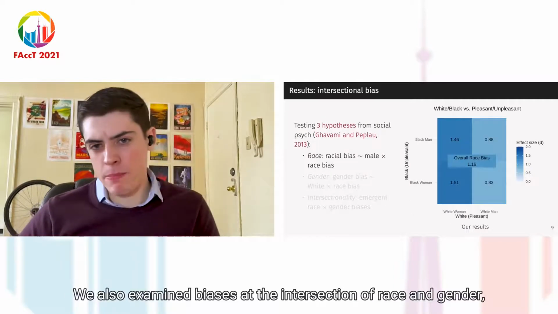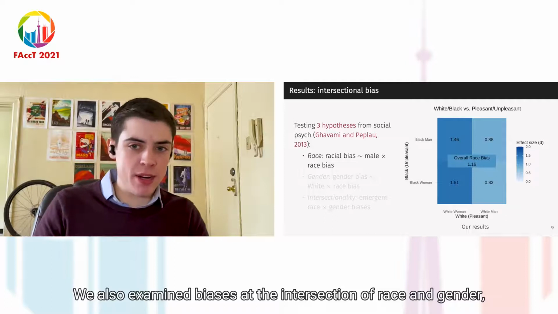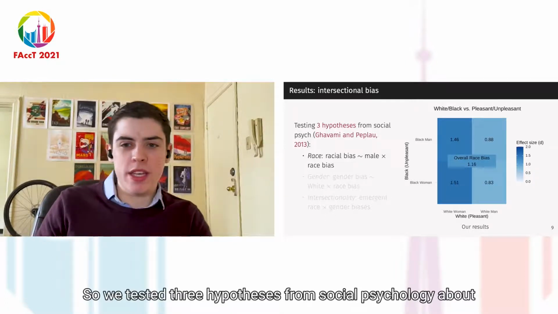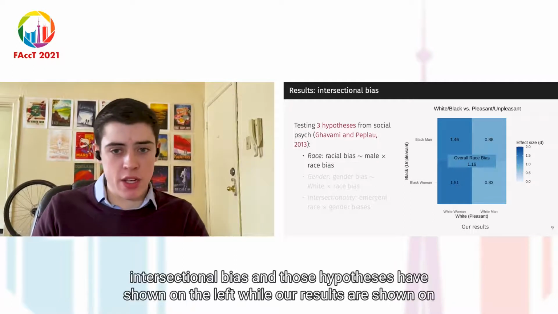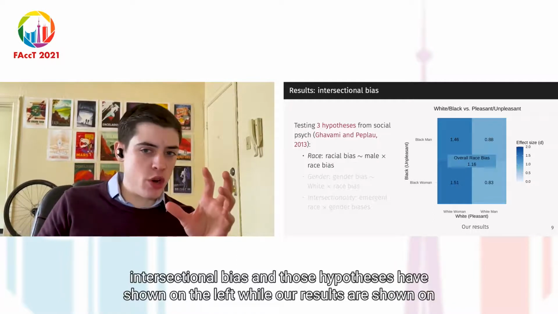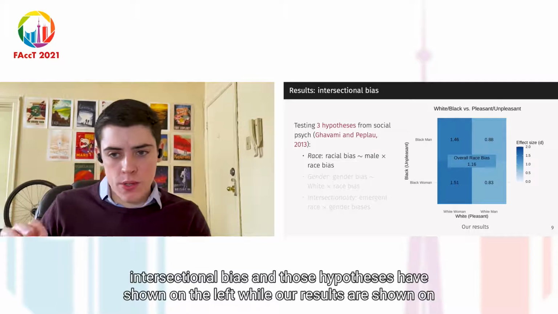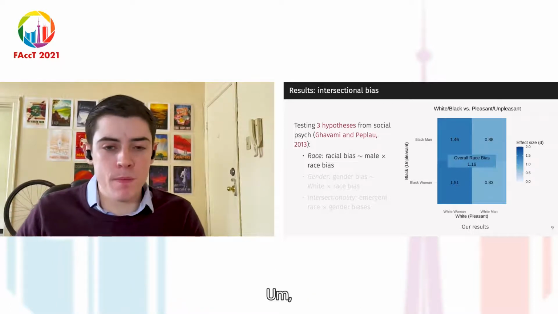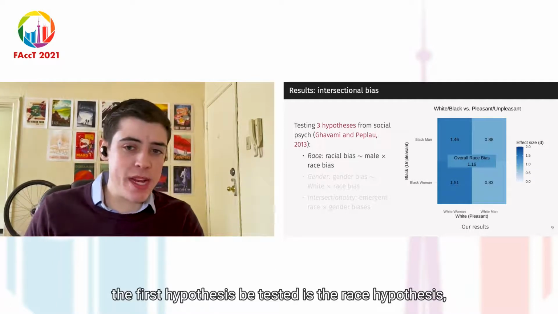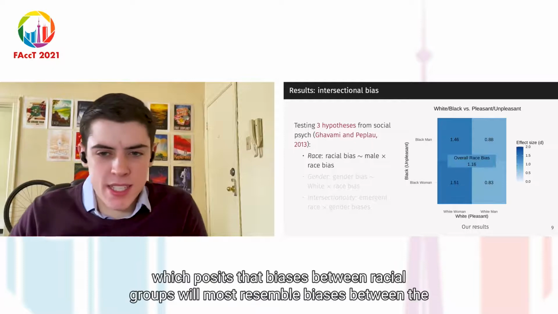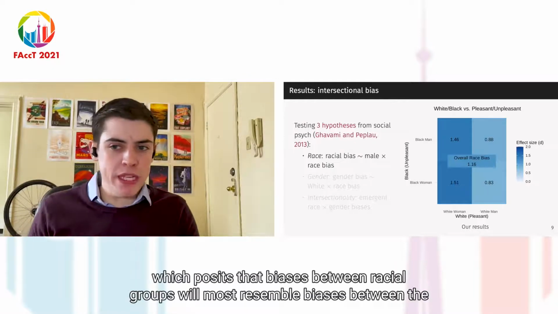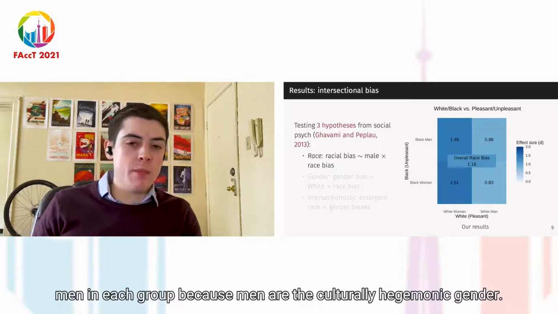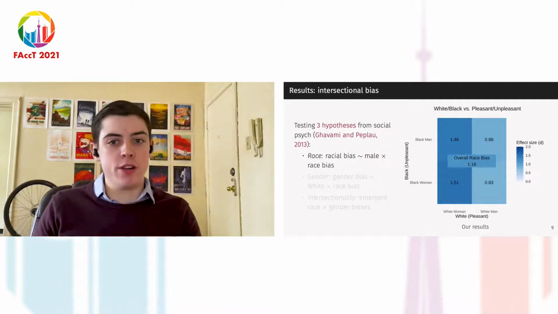We also examined biases at the intersection of race and gender. So we tested 3 hypotheses from social psychology about intersectional bias, and those hypotheses are shown on the left, while our results are shown on the right. The first hypothesis we tested is the race hypothesis, which posits that biases between racial groups will most resemble biases between the men in each group, because men are the culturally hegemonic gender.